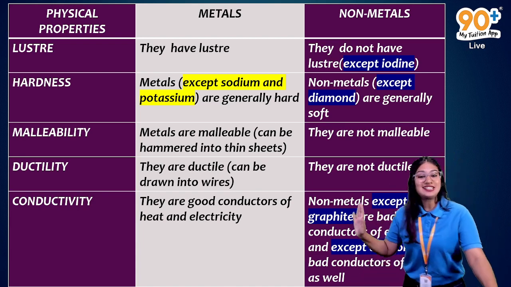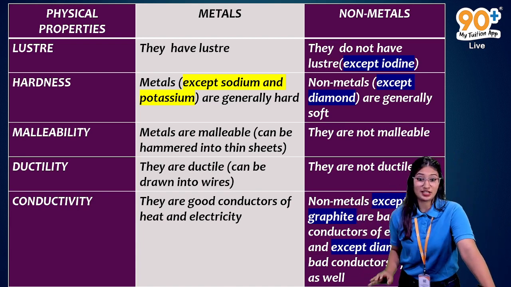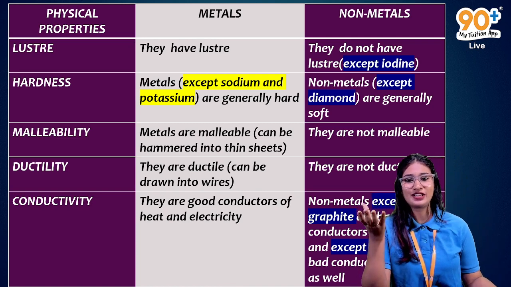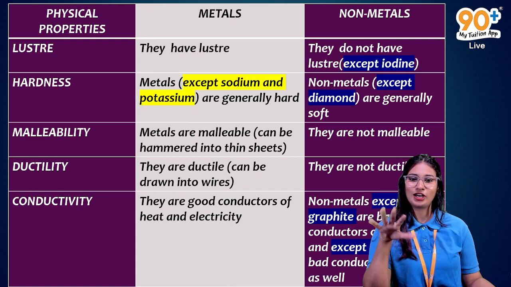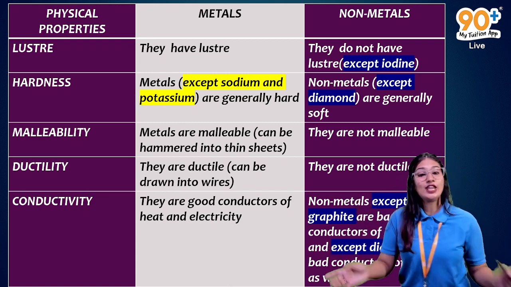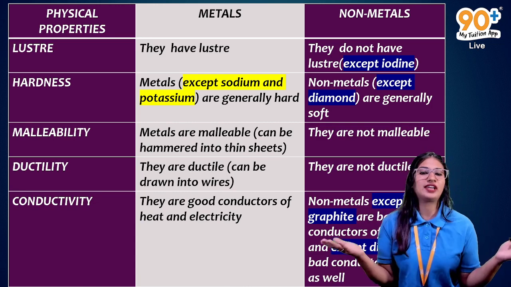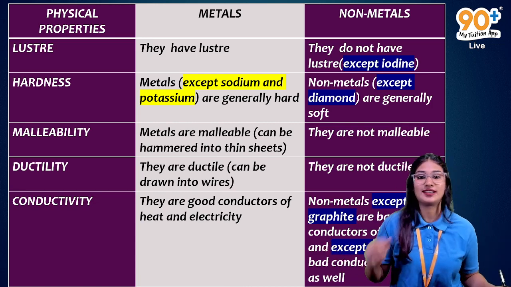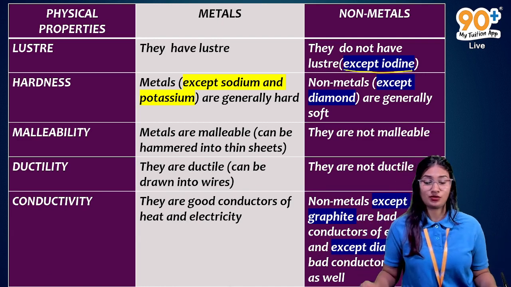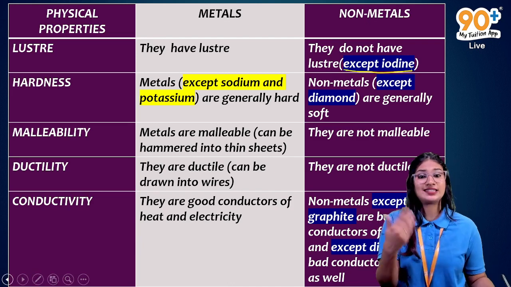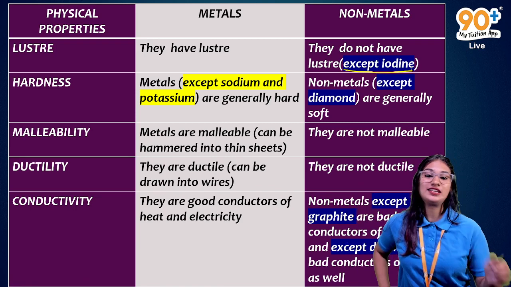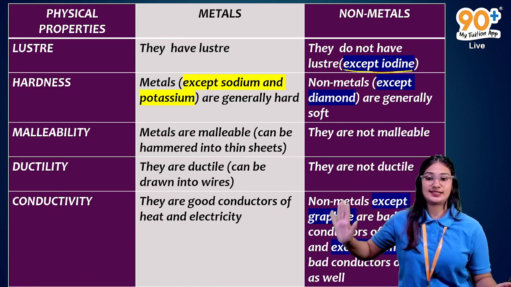So metals, they are lustrous. They have a shiny appearance. You might have seen a silvery grayish or somewhat golden yellow color shine in metals. Now what about non-metals? They do not have any luster. They are non-lustrous, except iodine. Not just iodine, graphite and diamond also have luster. Iodine is the one given in your textbook.